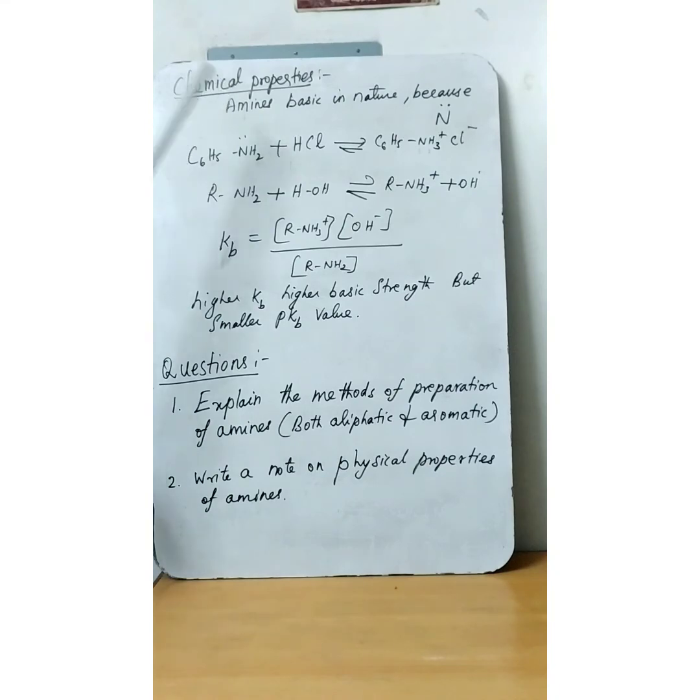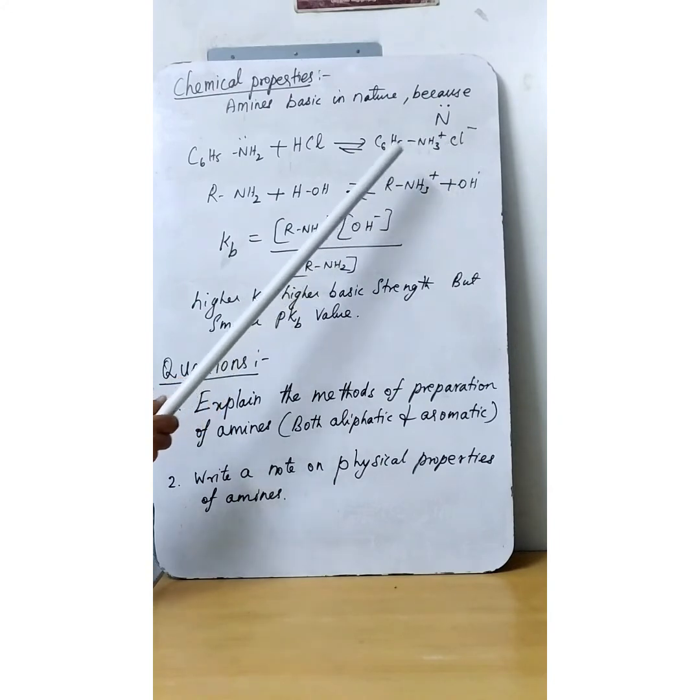Next, the chemical properties of amines. Amines are generally basic in nature because of the presence of a lone pair of electrons on the nitrogen atom. Basic in nature means it will react with acid and form a salt-like product. For example, aniline combined with hydrochloric acid forms a salt-like product, C6H5-NH3+ Cl-.